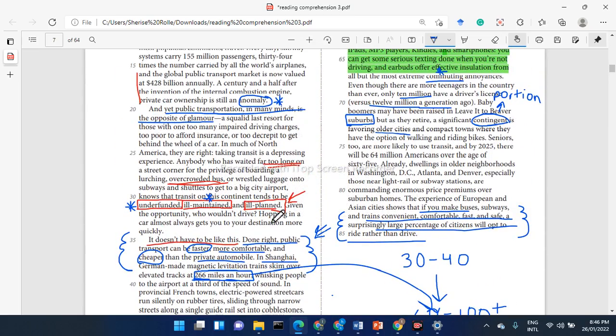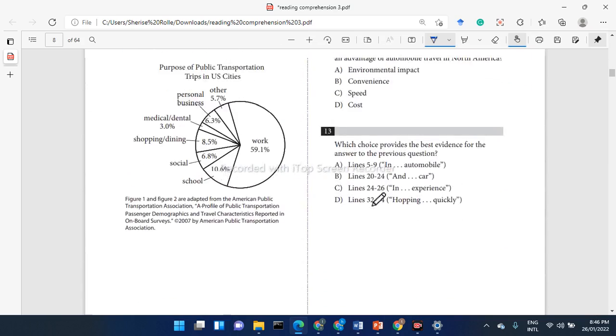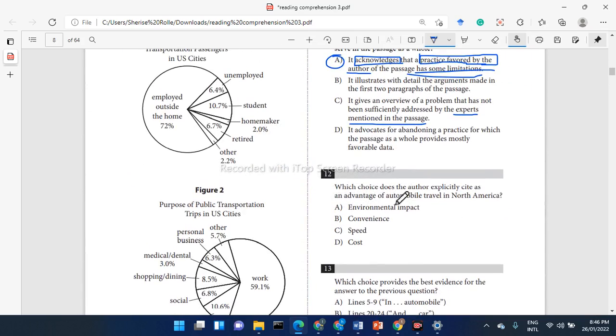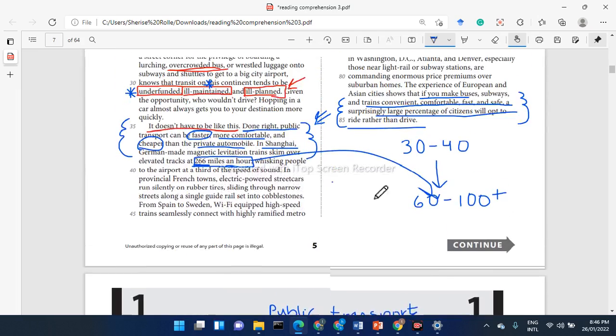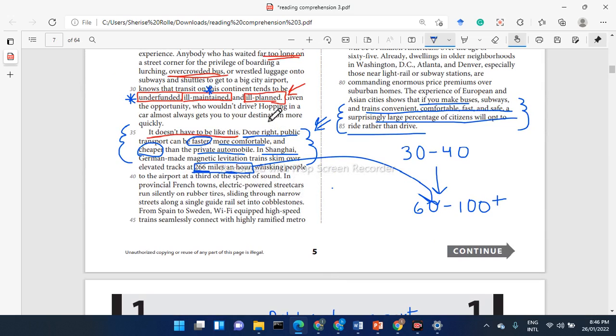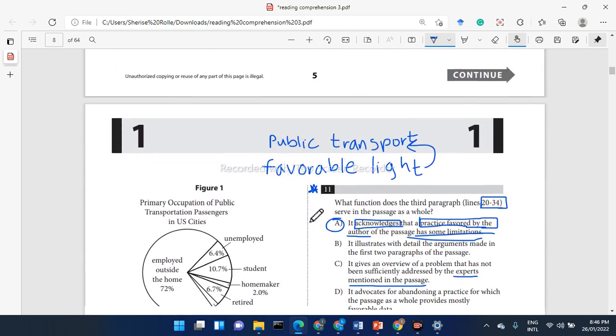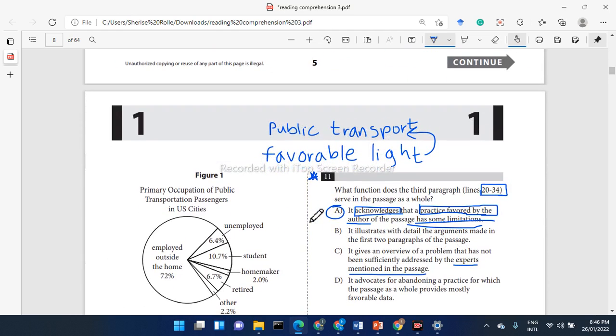It says what the advantage of driving your automobile is. It says here, hopping in a car almost always gets you to your destination more quickly. So speed is the correct answer. So it's C.